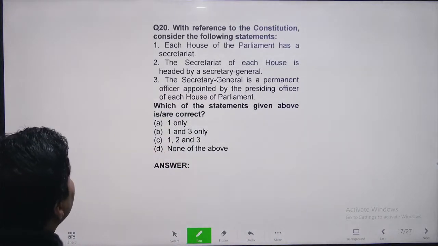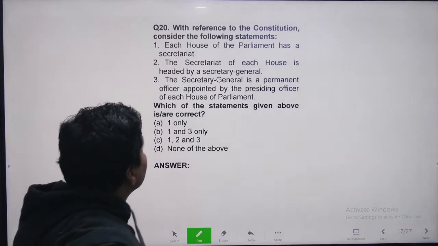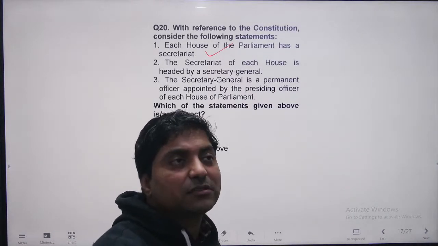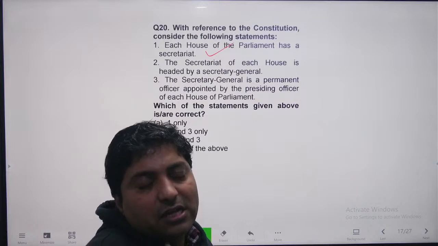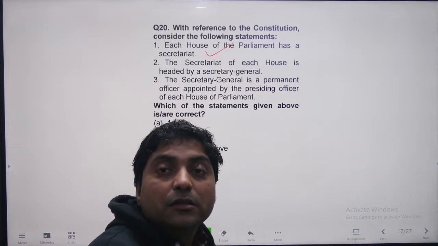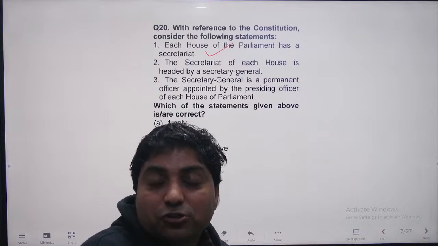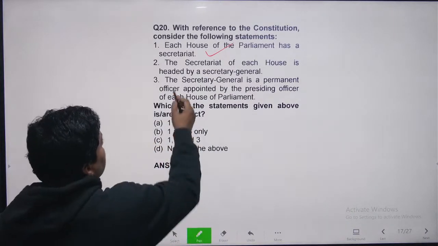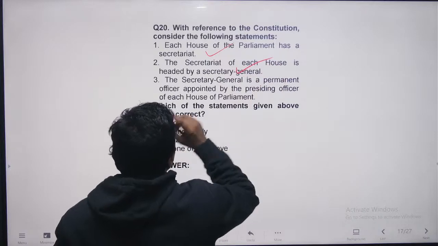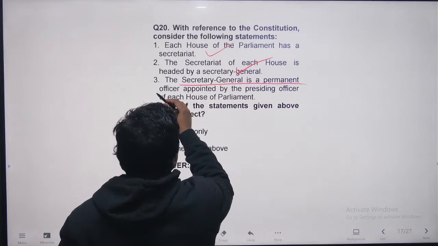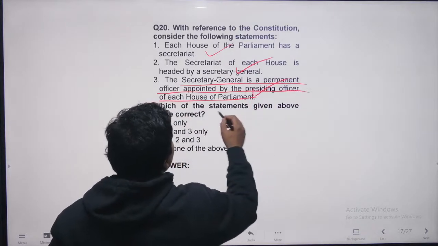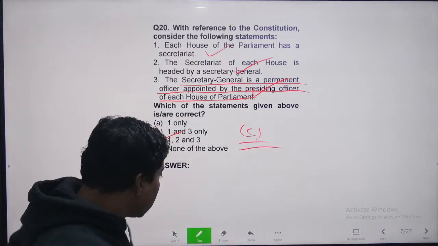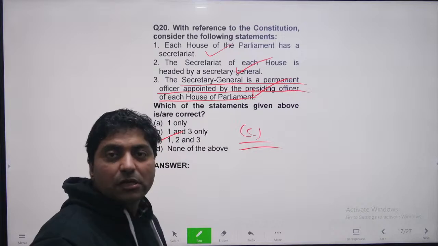Now look at the last question in this session. With reference to the question, consider each of the following statements. Each house of the parliament has a secretariat. Yes. The Lok Sabha has its own secretariat and the Rajya Sabha has its own secretariat. The job of the secretariat is to help the presiding officer while conducting the business of the house. The secretariat of each house is headed by the secretary general. It is correct. The secretary general is a permanent officer appointed by the presiding officer. Is it correct? 1, 2, 3. C is correct.